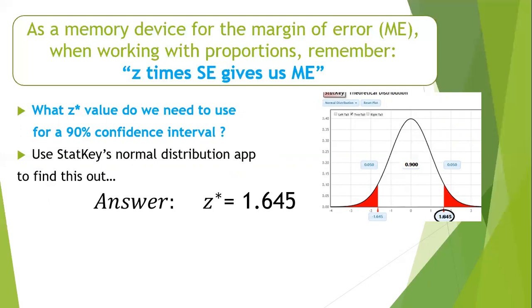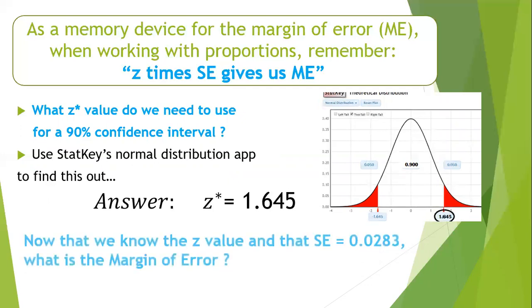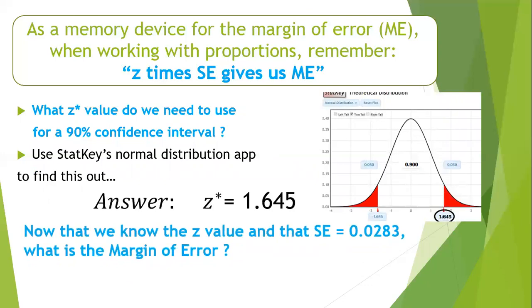So now we have all of the ingredients for getting the margin of error. We know our Z value, we know our standard error, it's 0.0283. Remember, Z times SE gives us ME. So what is our margin of error? What is our ME? It'll be 1.645 times 0.0283. Try that multiplication now and see what result you get.